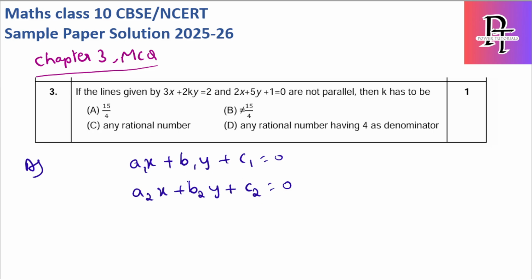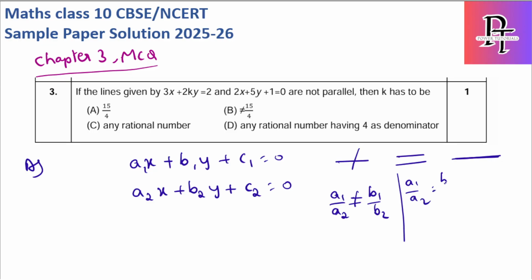Okay, so let's see this question. We have three conditions. Either the lines can be intersecting, or parallel, or coincident. Coincident lines lie on the same line. For intersecting, a1 by a2 should not be equal to b1 by b2. For parallel lines, a1 by a2 should be equal to b1 by b2, but not equal to c1 by c2. Whereas for coincident lines it will be exactly the same, that is a1 by a2 is equal to b1 by b2 is equal to c1 by c2.